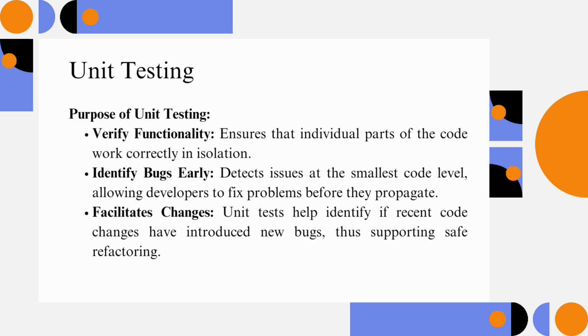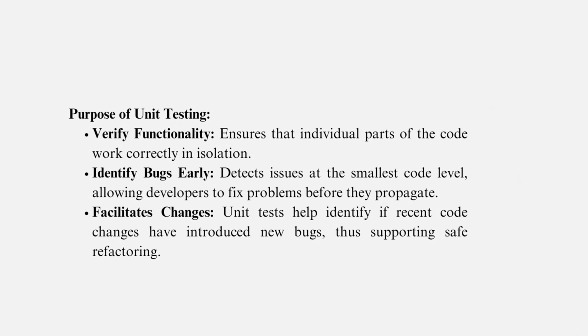Purpose of unit testing. Verify functionality: ensures that individual parts of the code work correctly in isolation. Identify bugs early: detects issues at the smallest code level, allowing developers to fix problems before they propagate. Facilitates changes: unit tests help identify if recent code changes have introduced new bugs, thus supporting safe refactoring.